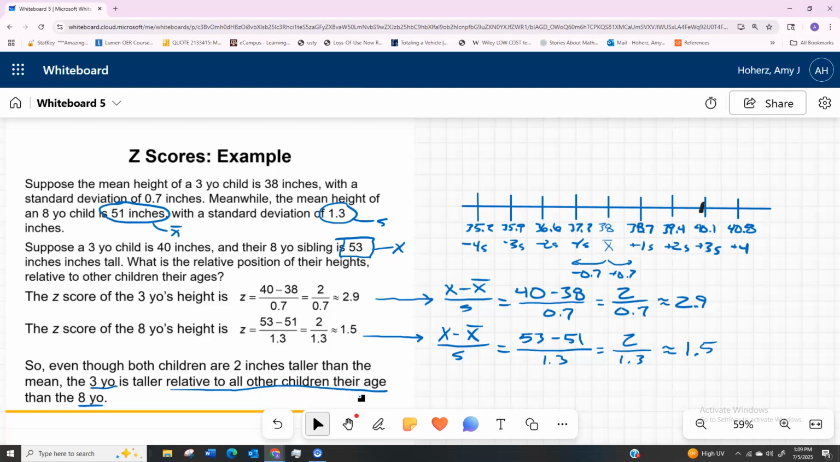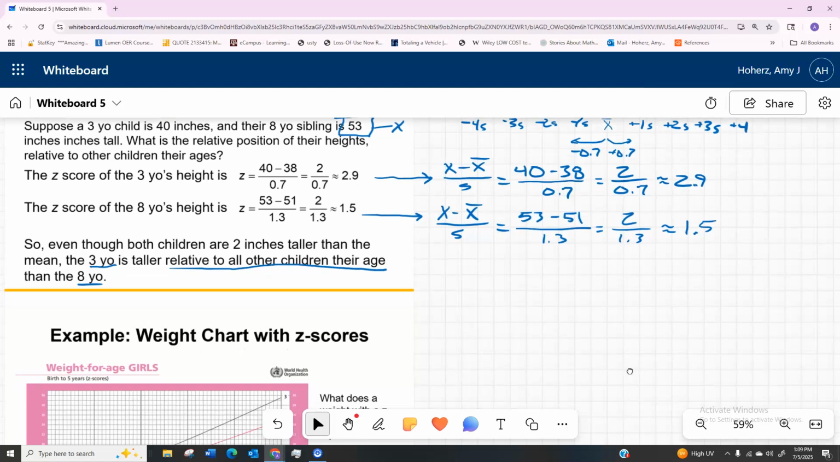And so, as I said, this gives us a way to compare things when the averages aren't the same, and especially when the standard deviations aren't the same between two groups. In this case, the groups are differences in heights, but it could be any sort of data that you collect.